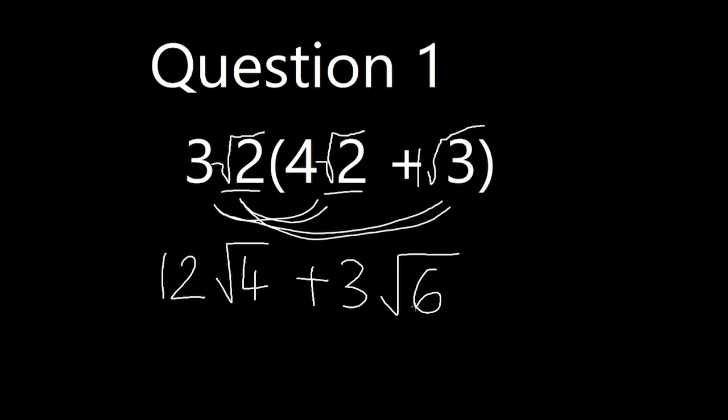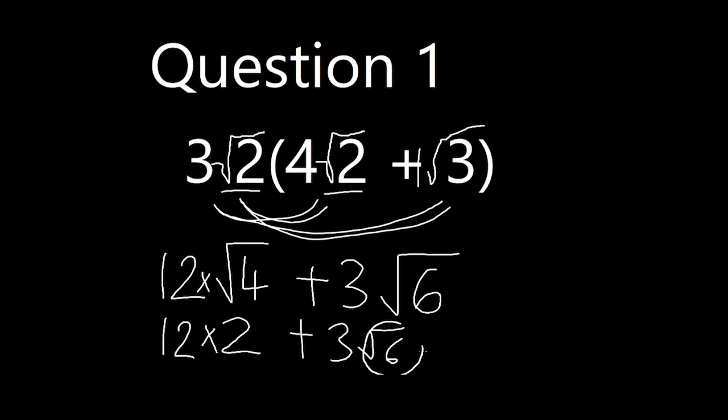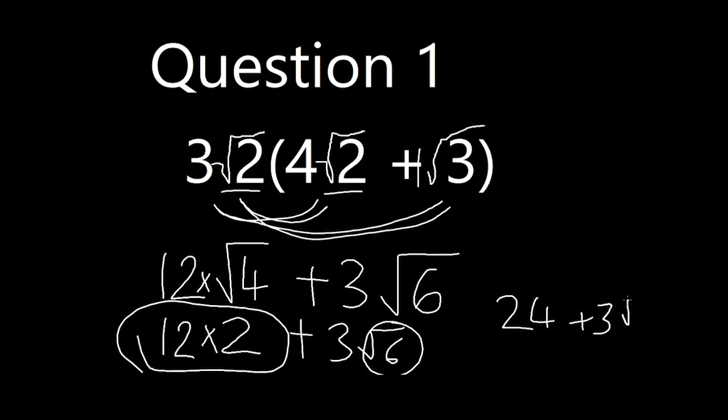So root 4, we know that we can simplify that a little bit more. That's the same thing as 2. So then we've got 2, and remember, there's an invisible times here, so 2 times 12 plus 3 root 6. Now, we probably could get that down further, but again, it would just be root 3 times root 2, which is just as useful as this. So this is probably the more compact form. We just multiply these two together and that'll be our final answer: 24 plus 3 root 6.